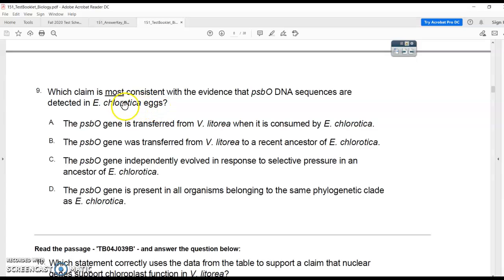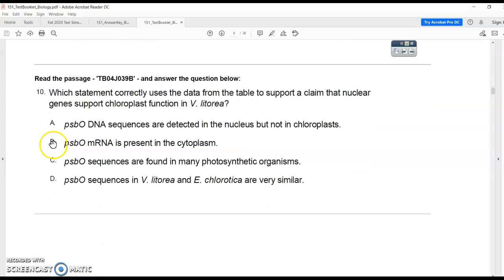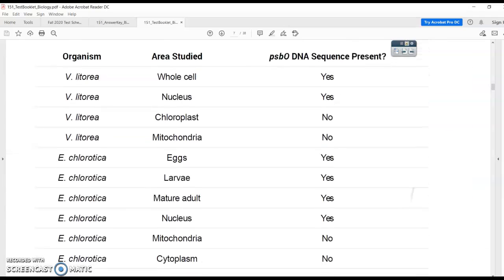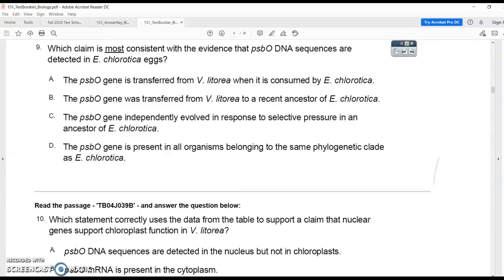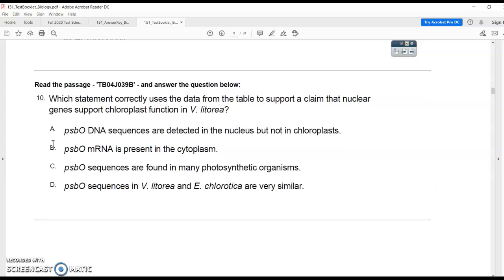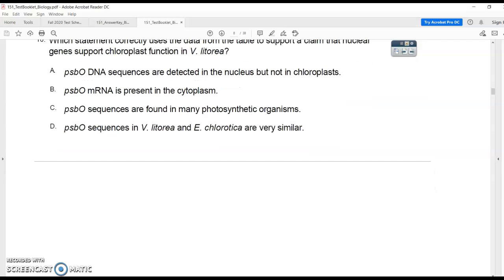However, the eggs portion here is what we want to focus on. So in order to be passed from generation to generation, it's going to be closer to this recent ancestor. So 9 is actually B. Number 10, wrapping up that section on part 2, you would just go back and look at this table here and use it to answer number 10, and that answer is A.